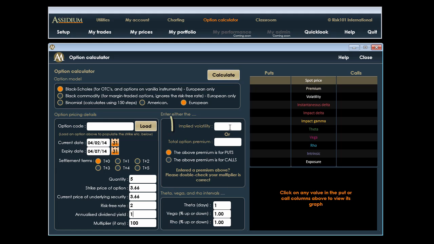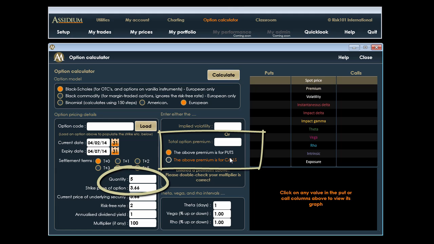If we know the volatility, then we enter it here, or if we know the premium, then we enter that here. If you enter the premium, you must specify whether it is the premium for the put or for the call. Note that here, the premium is the entire premium for the total number of contracts you have quoted in the quantity field, rather than the price per underlying share as per the rest of Assidium.